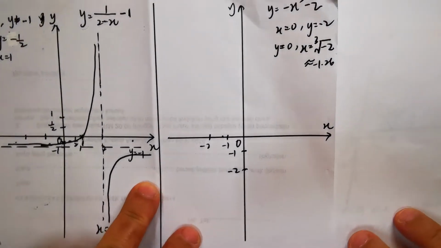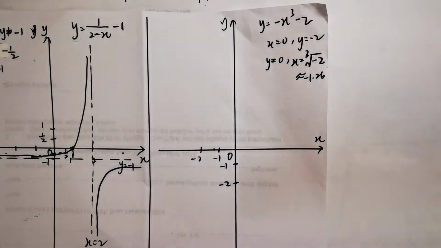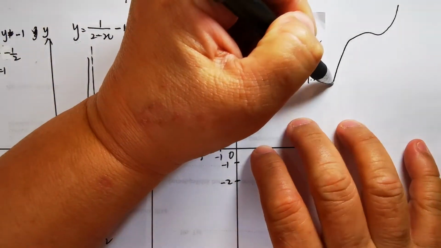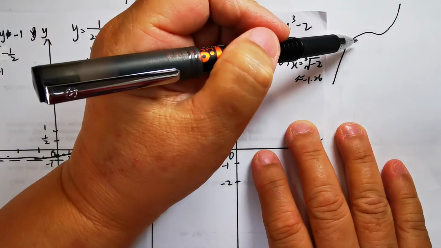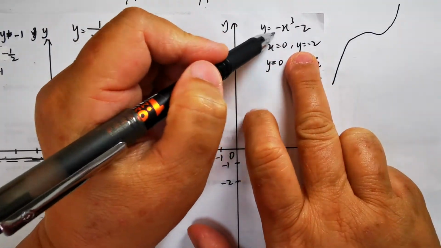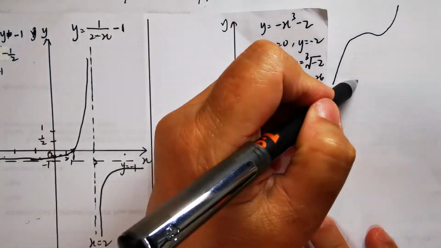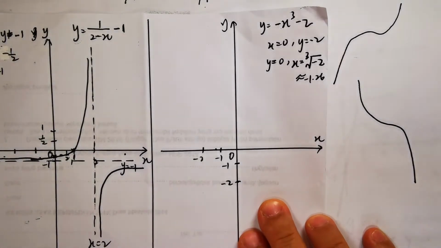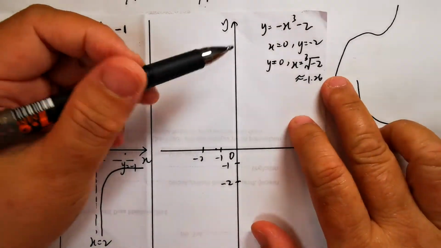Alright, so we know that this is a cubic graph. The cubic graph normally is like this, for x coefficient positive. But now our coefficient of x is negative, so we know that our curve will be in this shape. After we know the shape already, then we try to find the x and y intercepts.